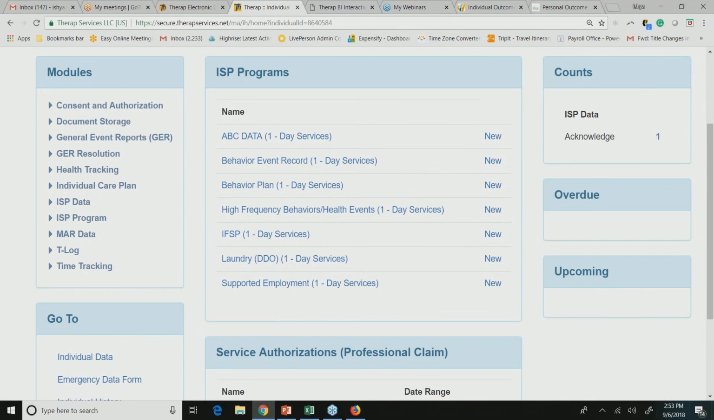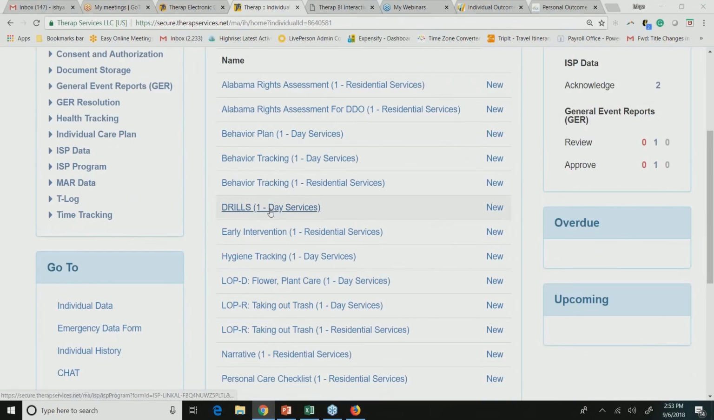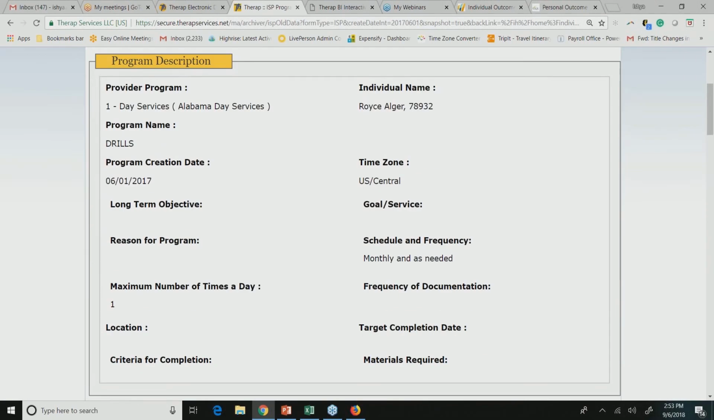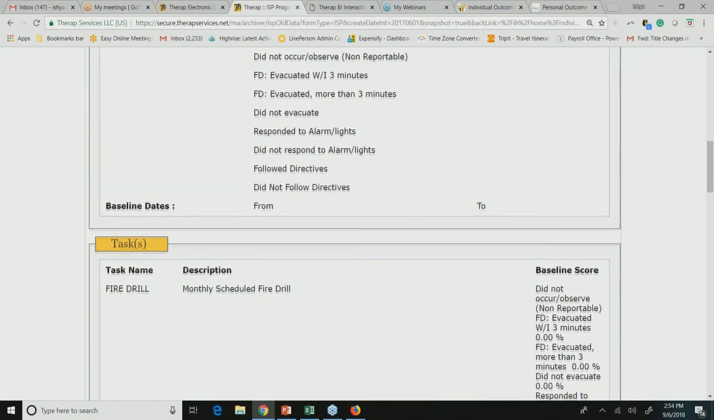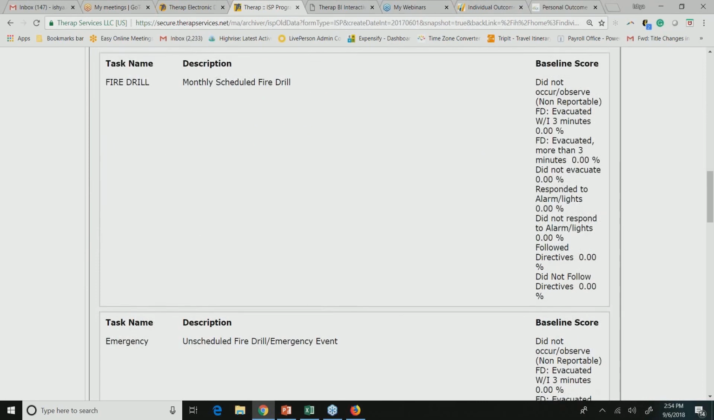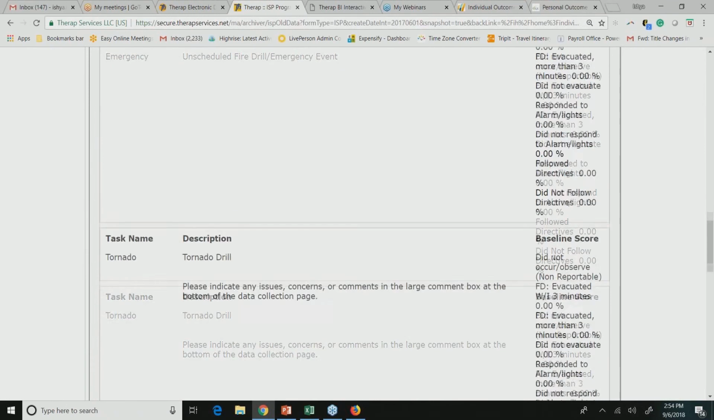So that's behavior. Hold on for just a moment. All right. So here's an example of a drill ISP program that was used. Some organizations like to track within their system how people are supported and what they're doing in terms of building those skills. So this one was based on fire drills, emergency, and then tornado. Okay.